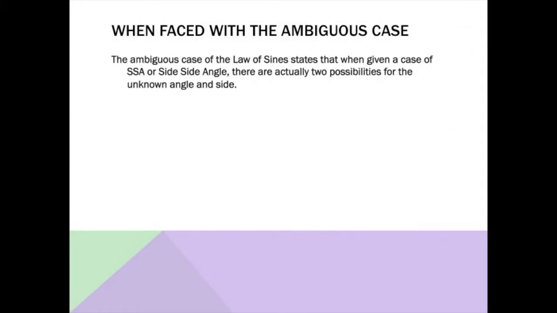The ambiguous case of the law of sines occurs when given a case of side-side-angle. Although we will not cover the appropriate measures for solving a side-side-angle triangle in this lesson, it is important to understand that for right now this equation cannot be solved as simply as the other cases discussed.